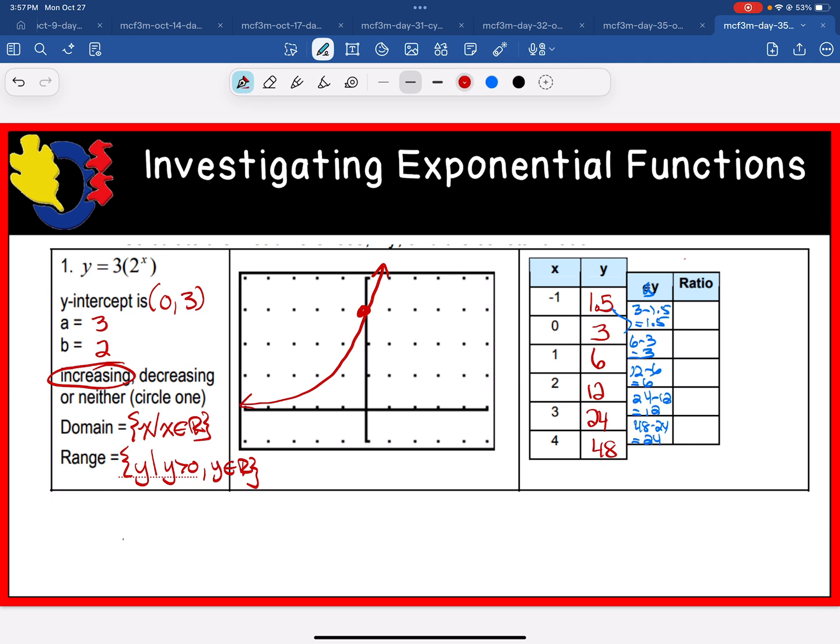Next we're going to look at the ratio. 3 divided by 1.5, 6 divided by 3, and so on. So we're going to get 2. 6 divided by 3 is 2. 12 divided by 6 is 2. 24 divided by 12 is 2. And then 48 divided by 24 is also 2. So the ratio is the same as the b value, the part inside the bracket.